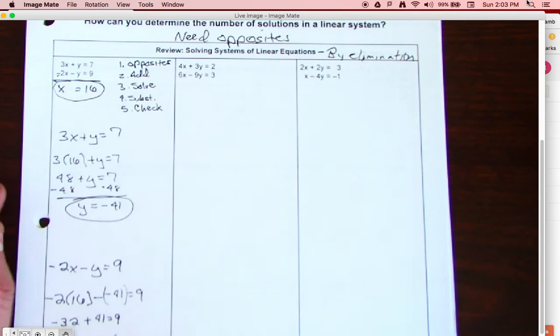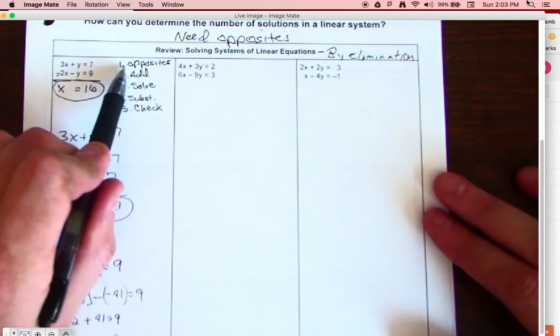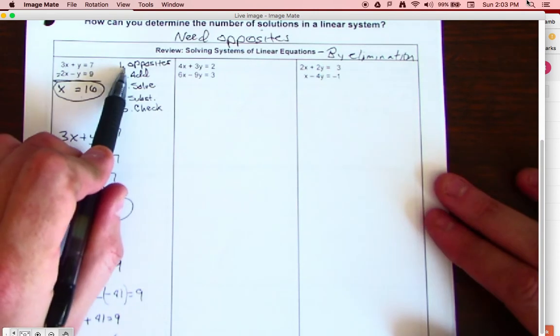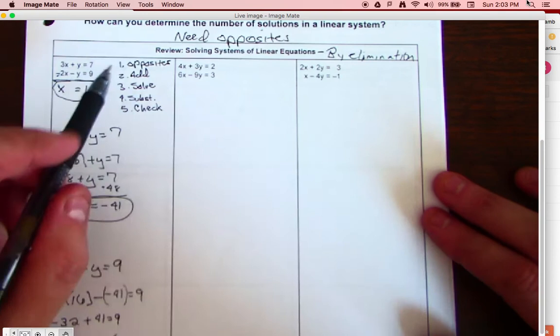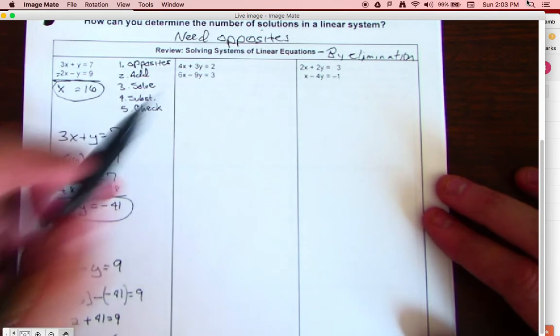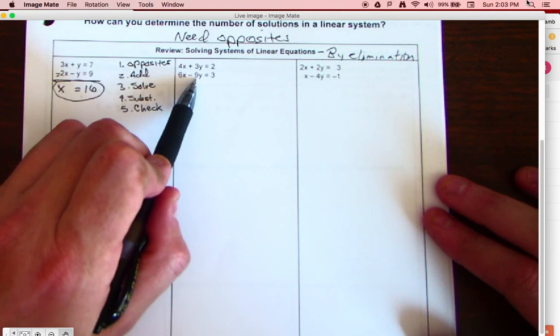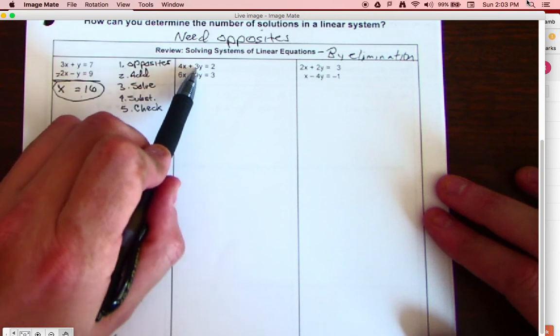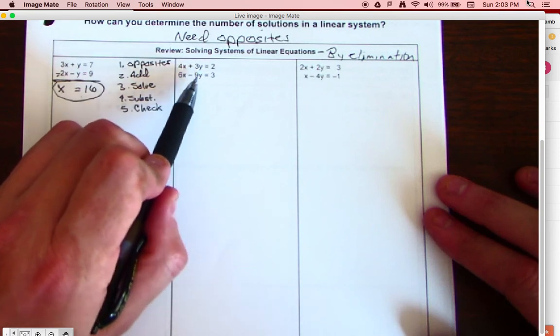4x plus 3y equals 2. 6x minus 9y equals 3. First question, once again, do we have opposites? And hopefully you can look at that and say no. Okay, so what do I have to do to get opposites? Well, if you notice here, I've got a negative 9y and a positive 3y. Those two, the 9 and 3, are multiples of each other.